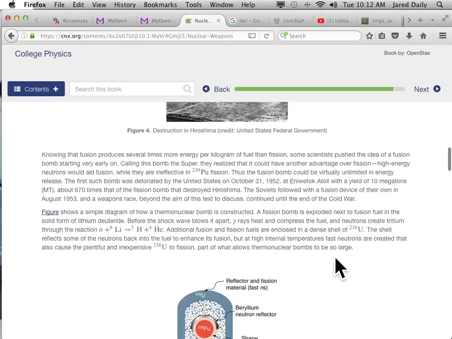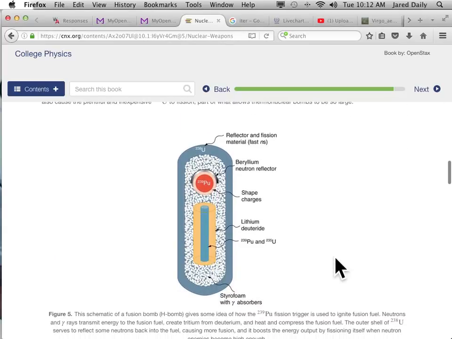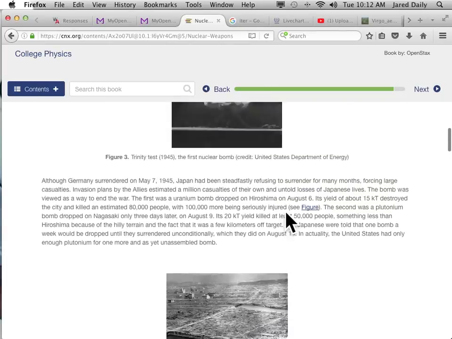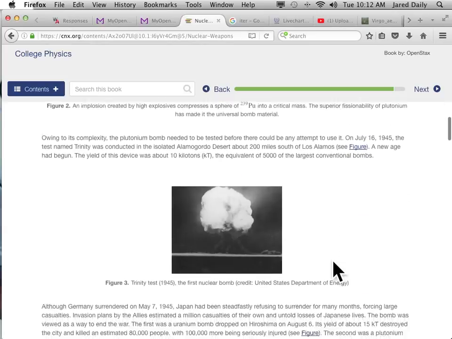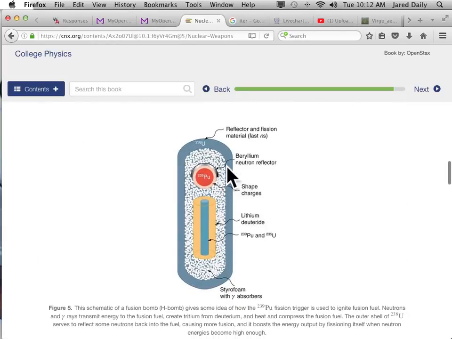And then you have thermonuclear bombs, which is often called a fusion bomb or an H bomb. You use one of these bombs as the trigger. You use one of these as the fuse. And this is oversimplified. It's not nearly as simple as this, and the shape is not nearly as symmetrical as this actually. But you have this is your plutonium with your shaped charges on the outside.